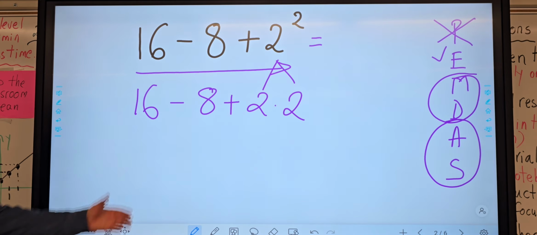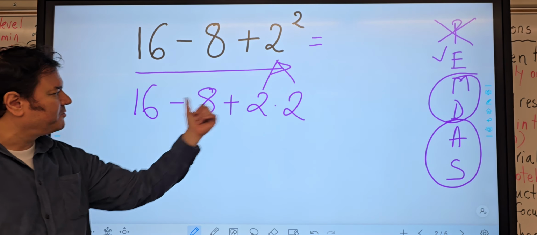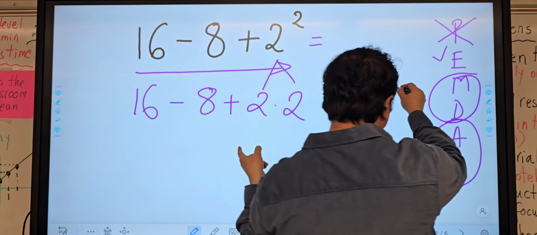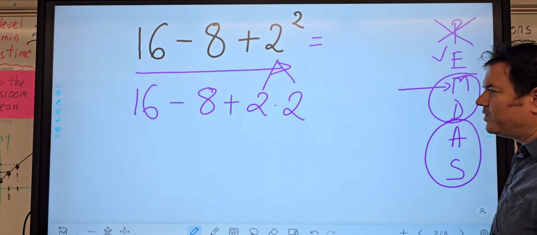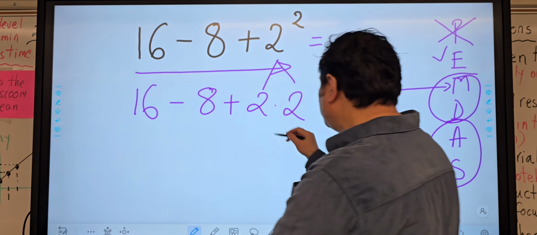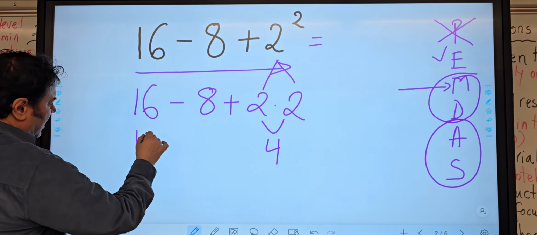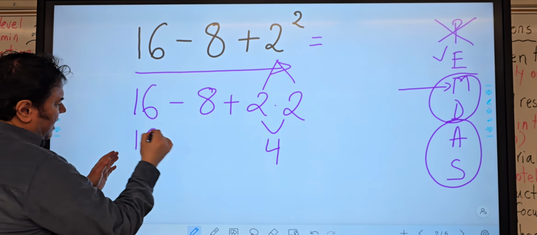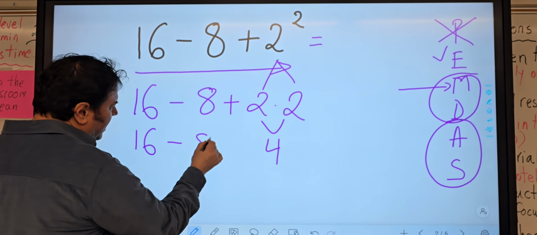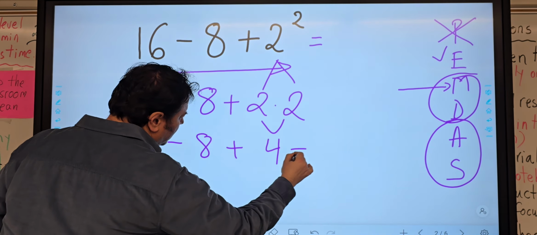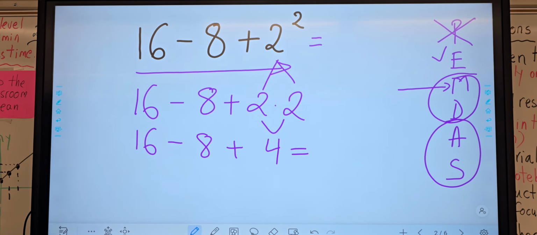And again, 2 times 2 comes first because that's the multiplication. We are doing the multiplication first. 2 times 2 becomes 4. So we have 4 there, and the other numbers stay the same. So 16 minus 8 and then plus 4 equals. See what we get now.